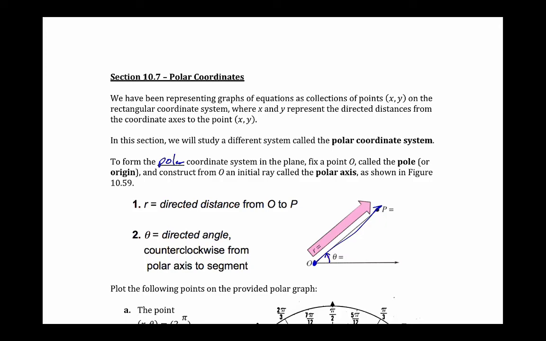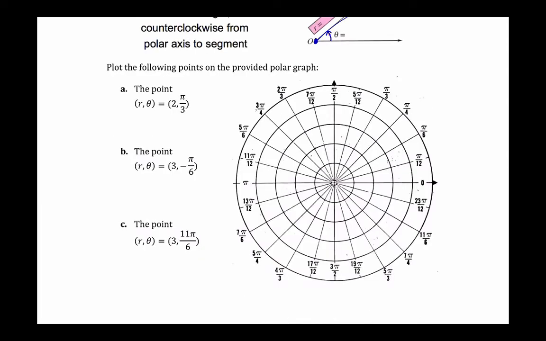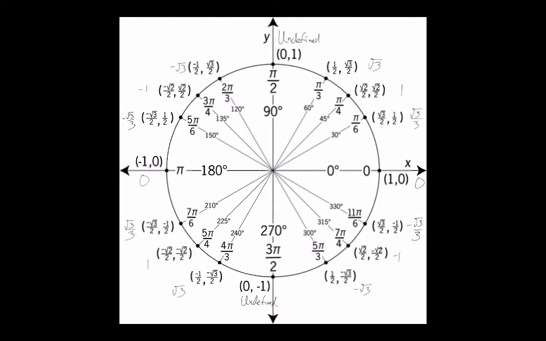Now let's test this out and see if we can figure out how to draw these graphs. We're asked to plot the following points on the polar graph. So we have r, theta, where r is our first coordinate and theta is your second coordinate, 2 comma pi over 3. Now this graph kind of looks like that good old unit circle that we might remember from a couple of units ago. We're going to come back to this unit circle in just a little bit.